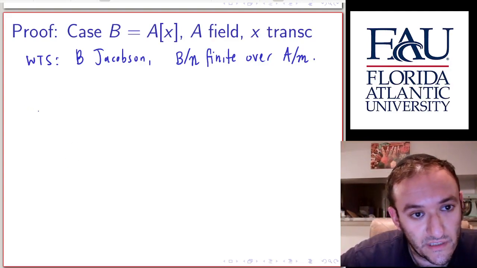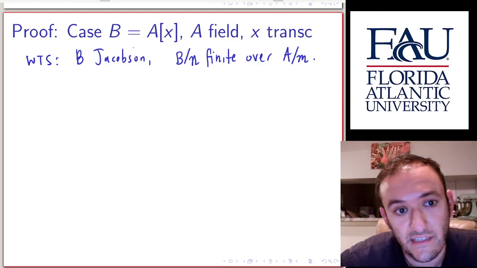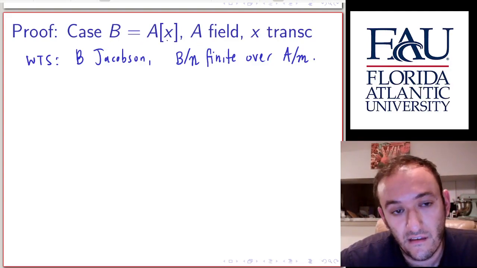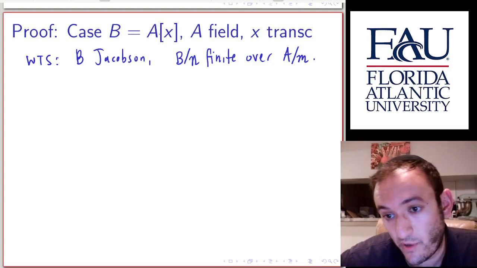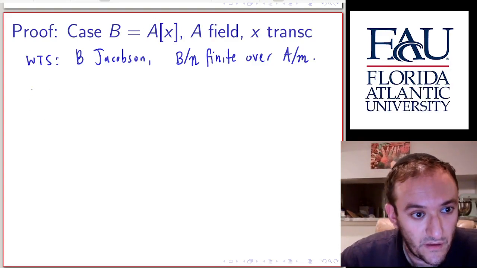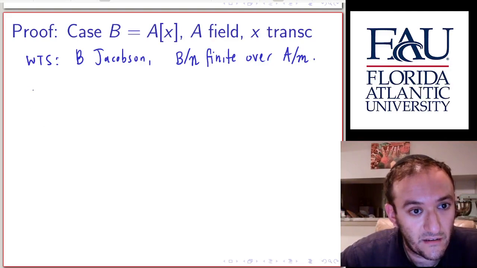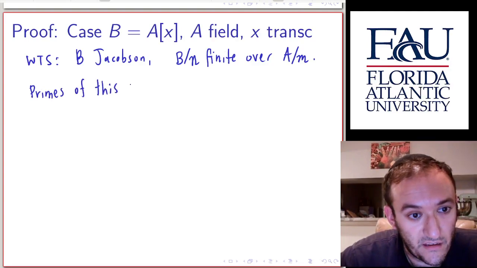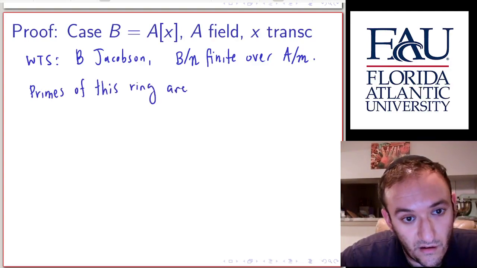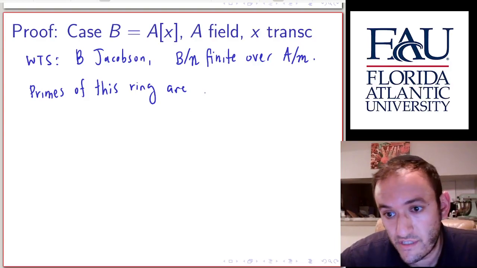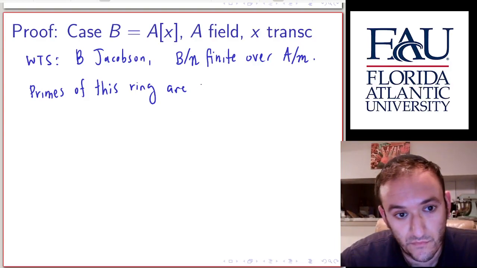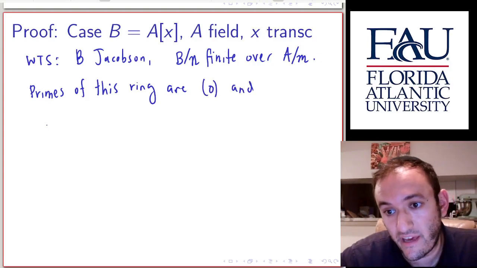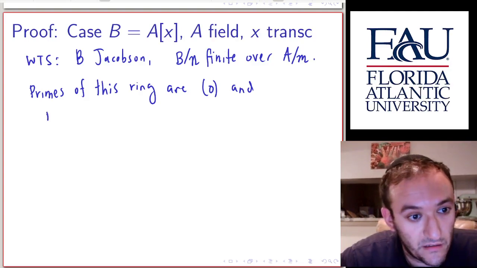Okay, so let's take this case first. The case is where we have a field and a transcendental element adjoined, so it's just a polynomial ring over a field in one variable. So we know that the primes of this ring are just the zero ideal, and the ideals generated by a single monic irreducible polynomial.